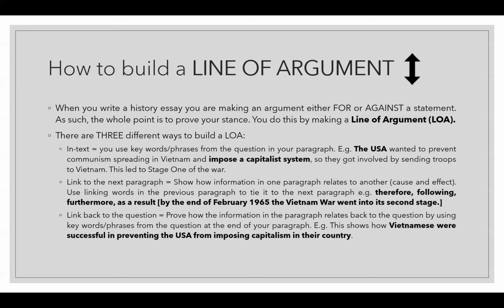Then we link back to the question. You can prove how the information in the paragraph relates back to the question by using keywords and phrases from the question at the end of your paragraph. So this is the easy way that I was speaking about at the beginning, where you just basically repeat the same thing over and over and over. Now, if you want to avoid getting that repetition thing, you can play around the way that you write this. But basically it goes as follows. This shows how the Vietnamese were successful in preventing the USA from imposing capitalism in their country.